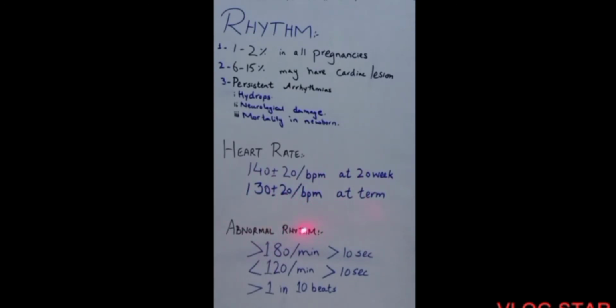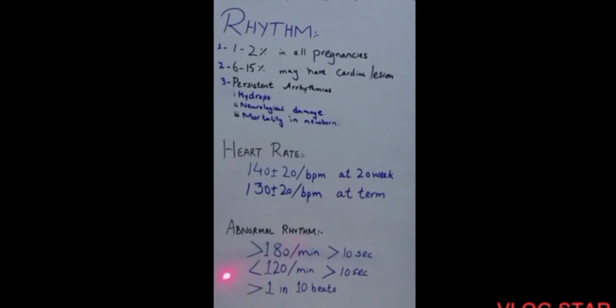Abnormal rhythm is said when there is sustained tachycardia, more than 180 beats per minute for more than 10 seconds, or tachycardia is labeled when the mother is in labor and the baby's heart rate goes up. You have to measure the mother's temperature and think about infection like chorioamnionitis.